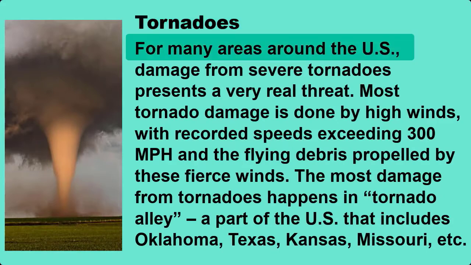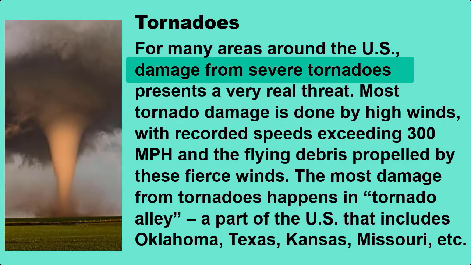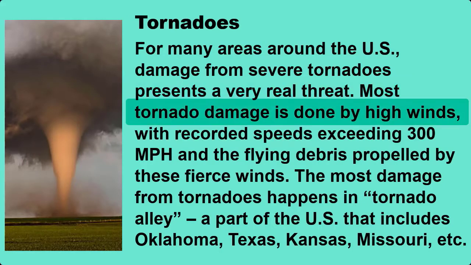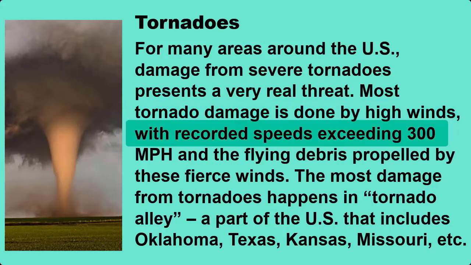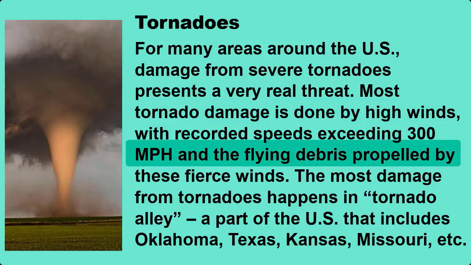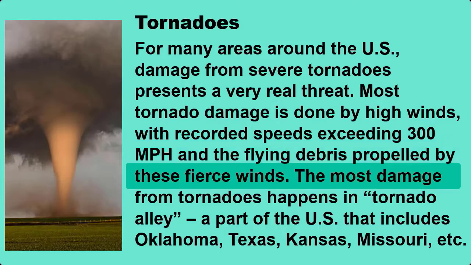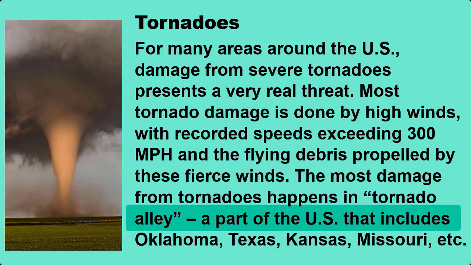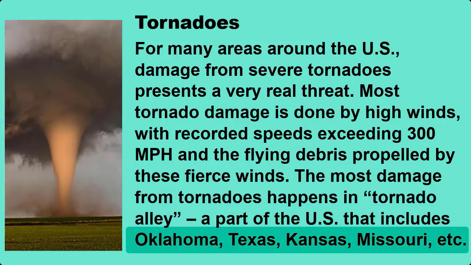Tornadoes. For many areas around the U.S., damage from severe tornadoes presents a very real threat. Most tornado damage is done by high winds, with recorded speeds exceeding 300 miles per hour, and the flying debris propelled by these fierce winds. The most damage from tornadoes happens in Tornado Alley, a part of the U.S. that includes Oklahoma, Texas, Kansas, Missouri, etc.